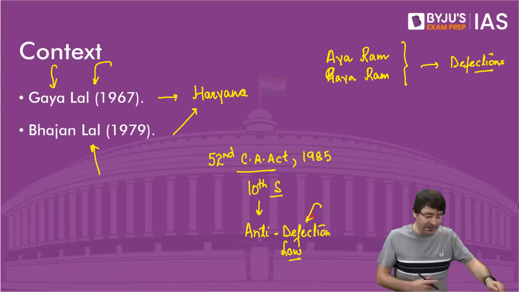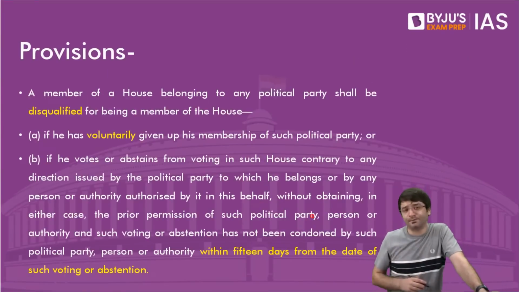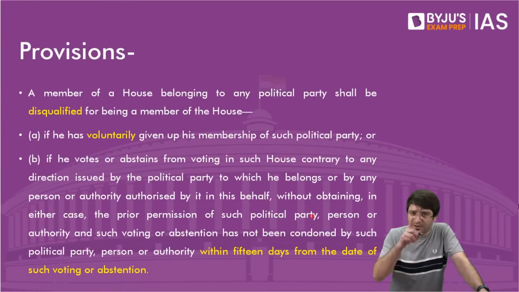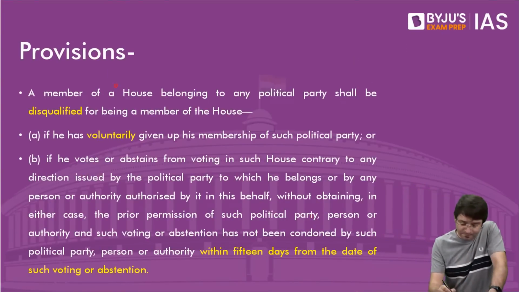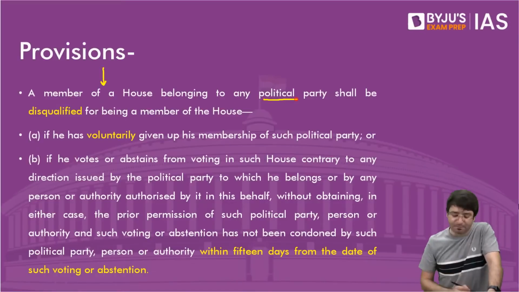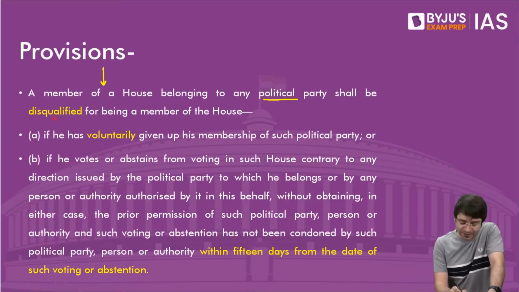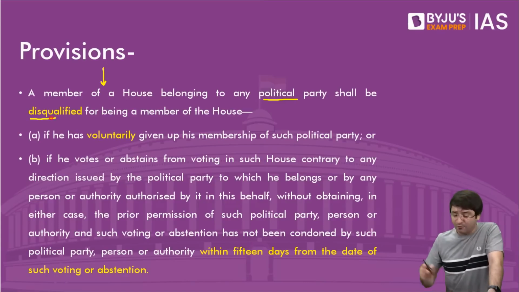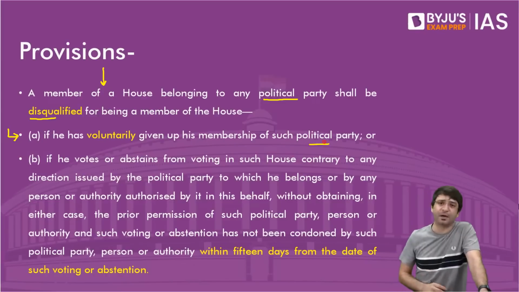Now we will understand what are the provisions of this law. Number one, a member of a house belonging to any political party shall be disqualified for being a member of that house if he voluntarily gives up his membership of such political party.